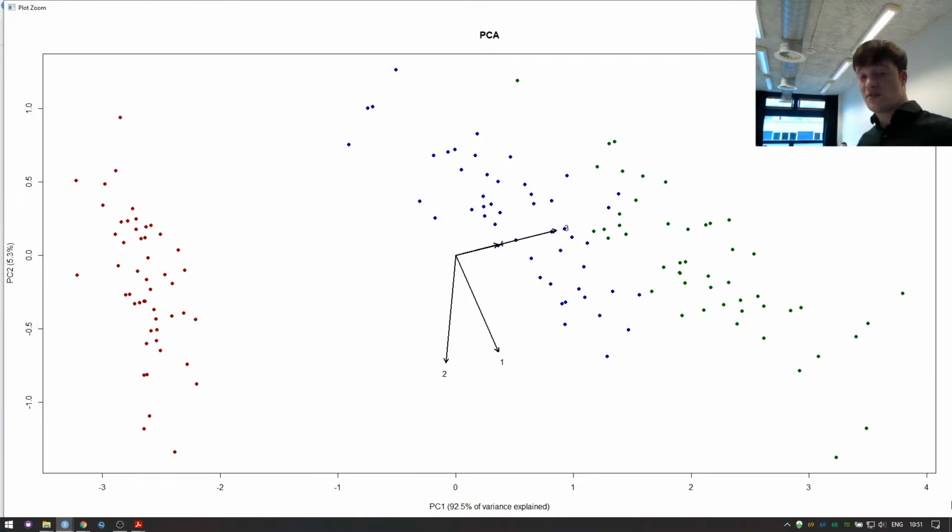So what do we use it for? Summarizing high dimensional data. You can use it for other things, but you don't have to know that.